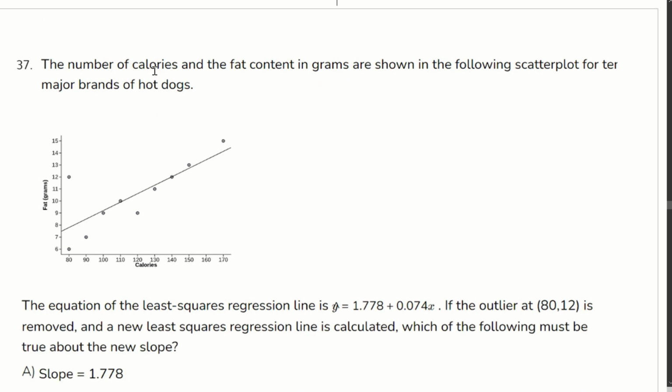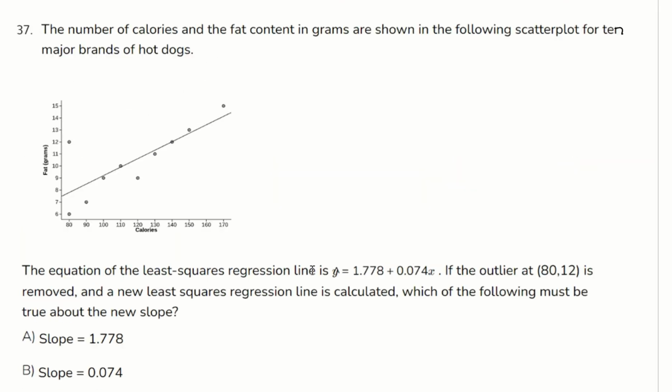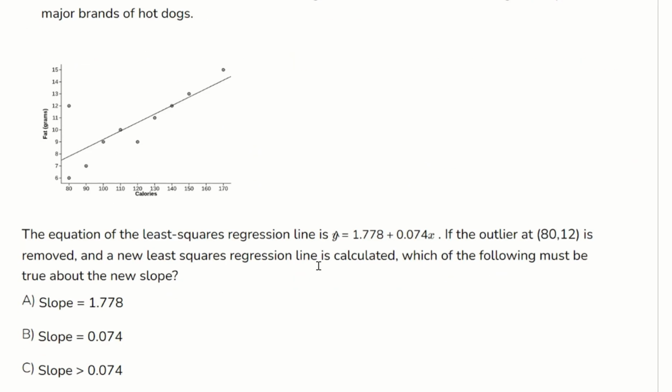Number 37, the number of calories and the fat content in grams are shown in the following scatter plot for, this should say 10 major brands of hot dogs. The equation of the least squares regression line is given. If the outlier at 80, 12 is removed and a least squares regression line is calculated, which of the following must be true about the new slope? Okay, so we got 80, 12.